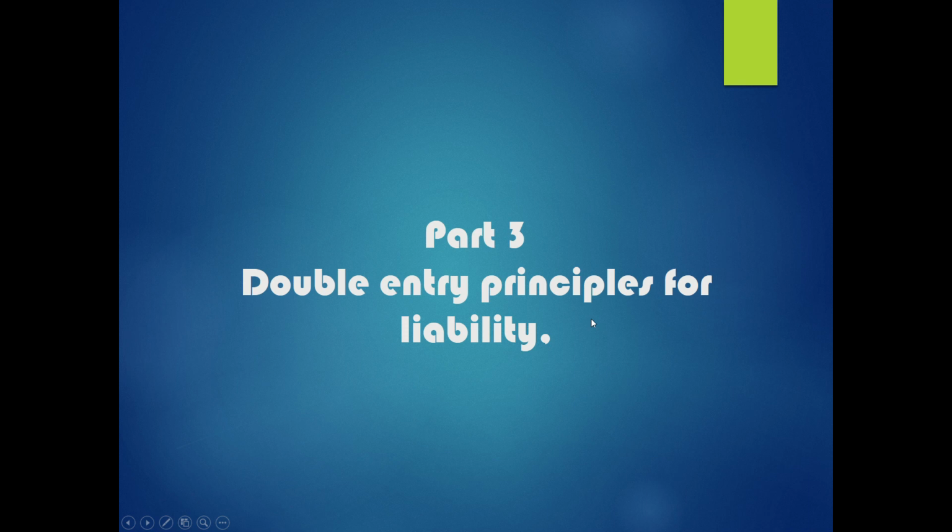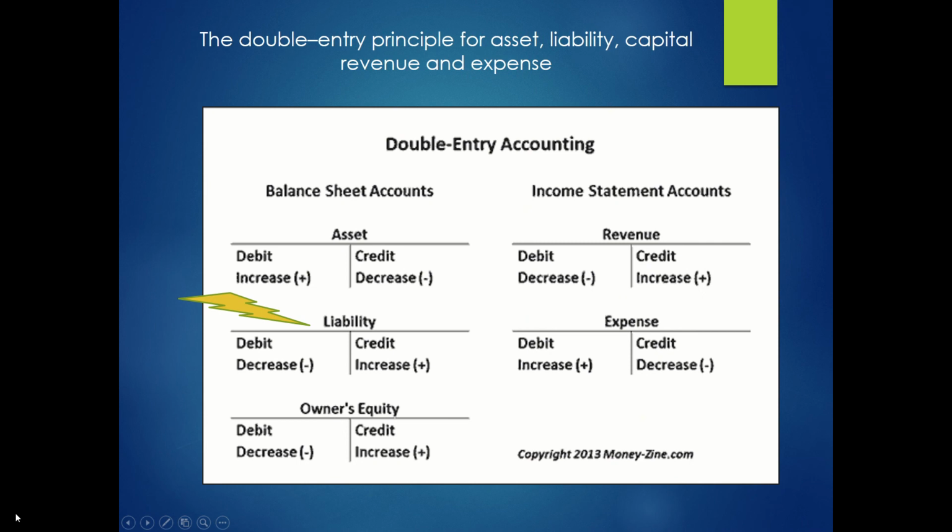Double entry principle for liability. Liability decrease is debit, whereas liability increase is credit.